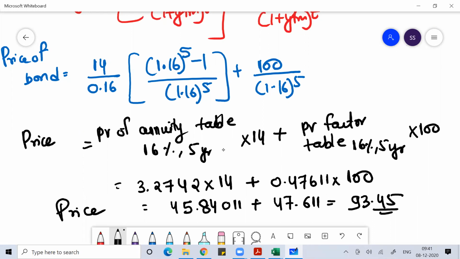Before solving the problem only I told you that the price will be less than 100 rupees. How did I tell you that? Because I saw that the coupon percentage is less than the YTM. With that I can easily understand that in that case, definitely the price would be lesser than the face value. Okay, everyone.